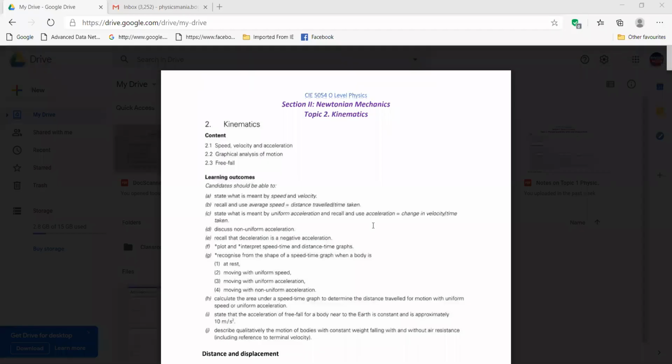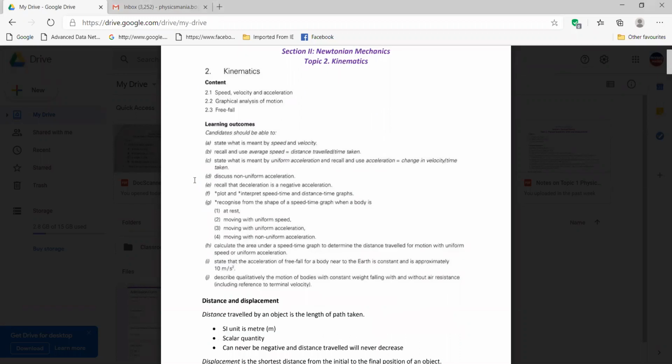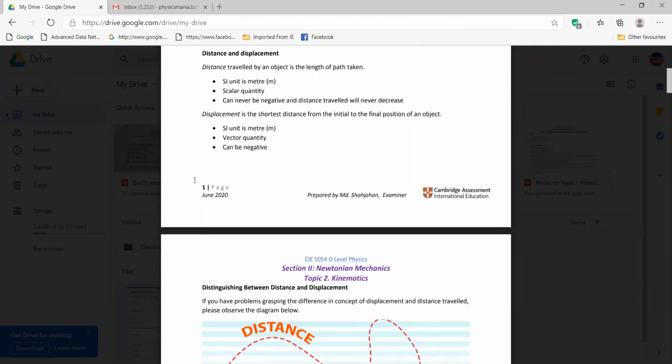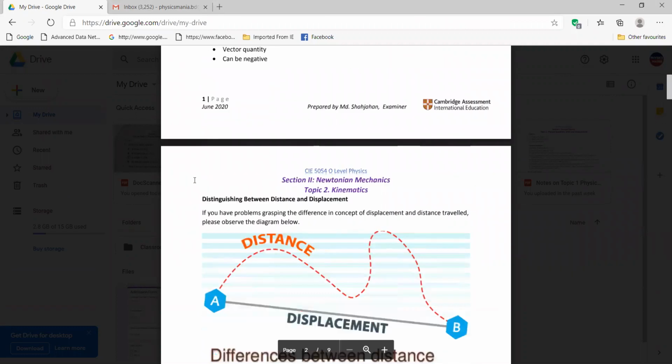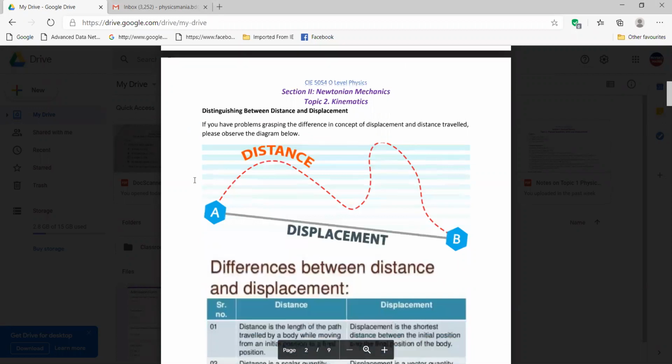So these notes, you went through everything, right? Yes. You understood distance and displacement. Yes, all the points. Then distance, displacement from this diagram.